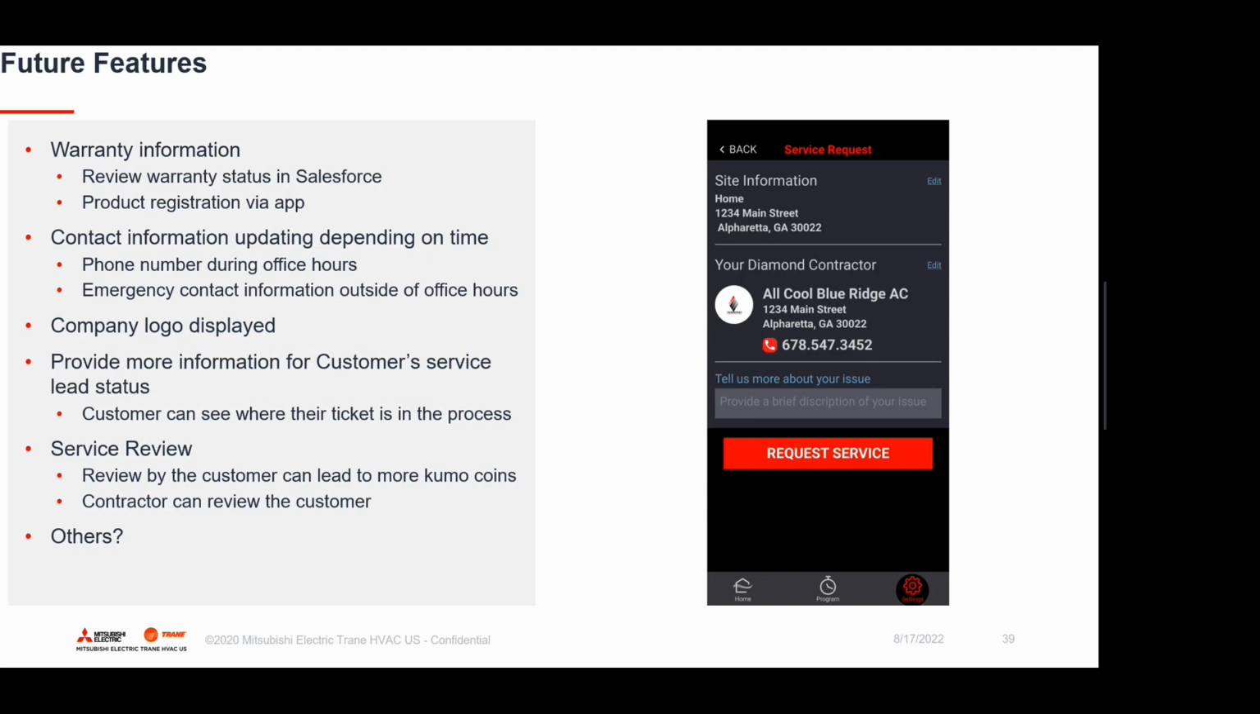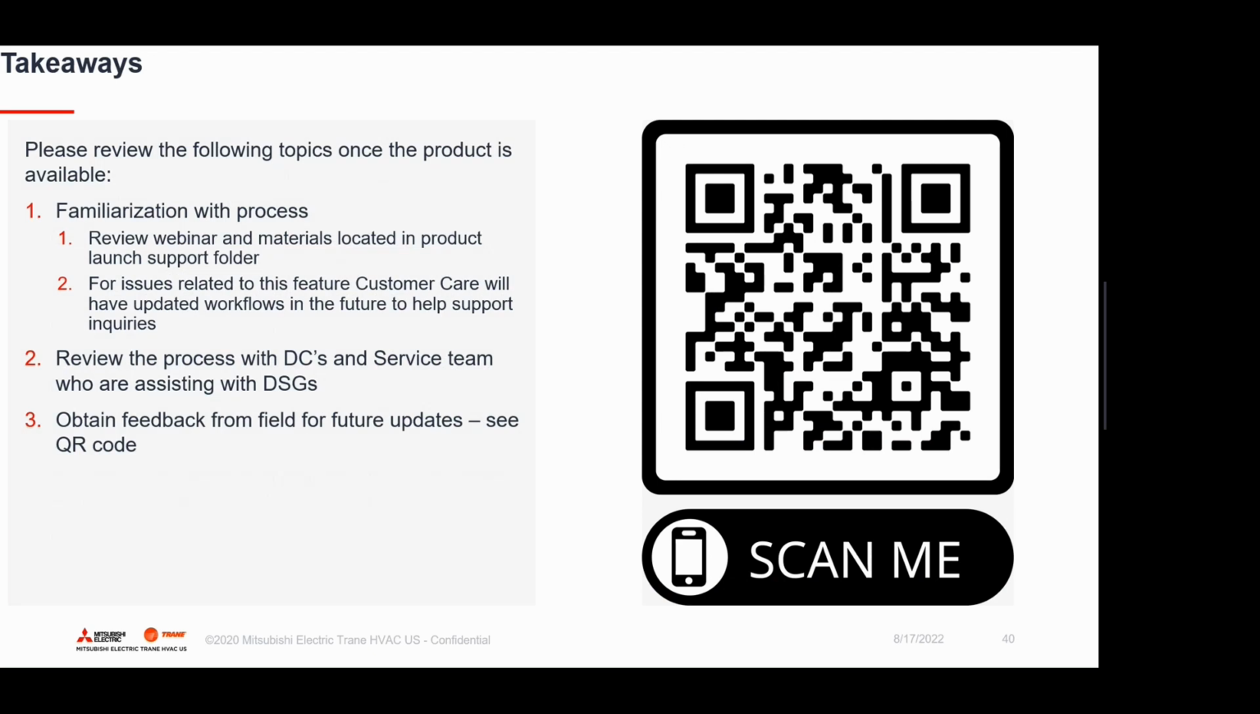You can send it through that email at the beginning, and there's also going to be another way to do that too, which is through this QR code. So what we would like you to do is get familiar with the process. If you have Kumo Cloud, download it, update it, and play around with it. Since a lot of team members do have access to Salesforce, try and see how the different processes that I mentioned can change what the contractor sees for their account, as well as the new features that are within the app. Additionally, we'd like the process to be reviewed with Diamond contractors and the service teams who are assisting the DSGs.